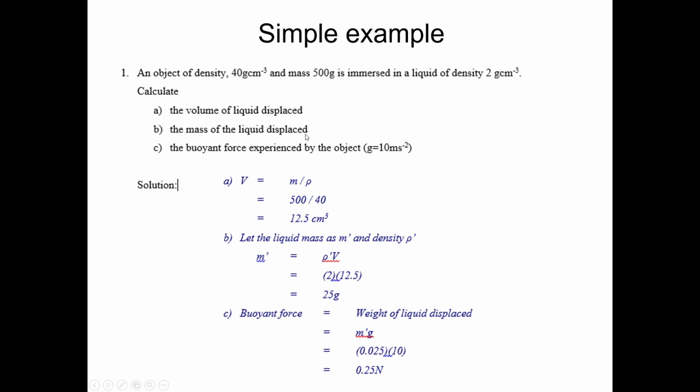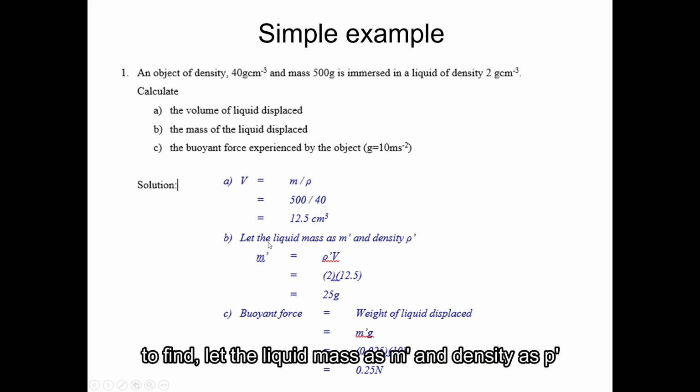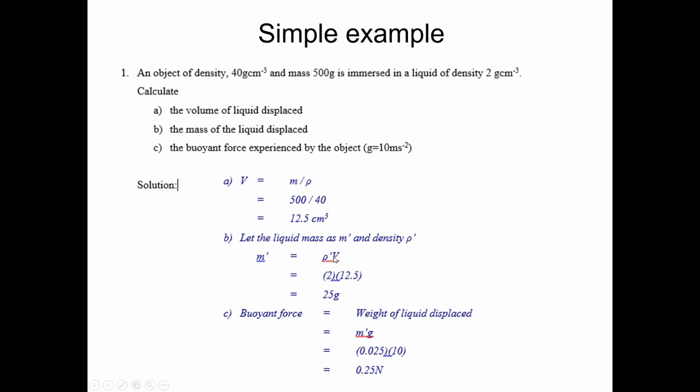For B, the mass of the liquid displaced. Okay, let the liquid mass be m naught and density rho naught. So m naught is rho naught times volume. Rho naught is 2, and the volume is 12.5. So we get m naught as 25 gram. Then for C, the buoyant force experienced by the object, given g equal to 10. We use the formula m naught times g. Converting the mass to kg, 0.025 times 10 equals 0.25 Newton.